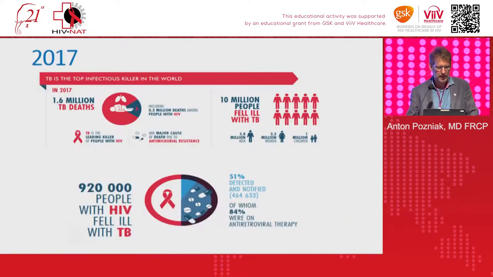In 2017, and I like these sort of graphics from WHO, you can see it's the top infectious disease killer in the world, 1.6 million deaths. That's far too much for a disease that's preventable and curable. 10 million people develop TB, and you can see the breakdown here in terms of men, women, and 1 million children. And with HIV, nearly 1 million people with HIV had TB.